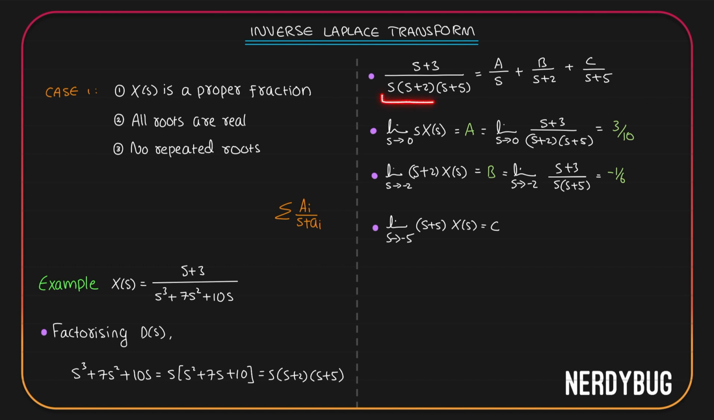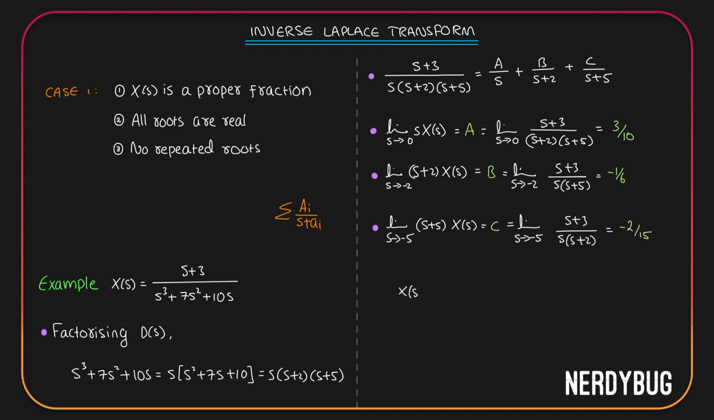To get c, we have to multiply x of s with s plus 5. So s plus 5 in the denominator will be cancelled. We get s plus 3 by s into s plus 2. So c is limit s tends to minus 5, s plus 3 divided by s into s plus 2. Now let's give the value for s. S is minus 5. So minus 5 plus 3 divided by minus 5 into minus 5 plus 2. And this is equal to minus 2 divided by 15.